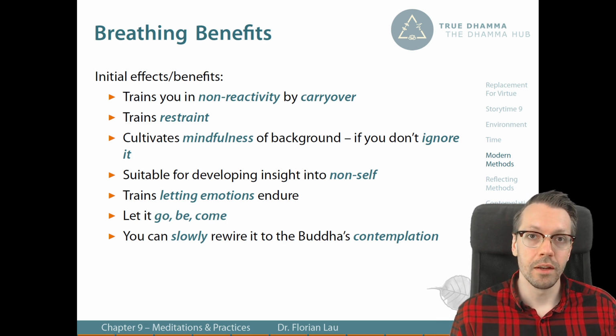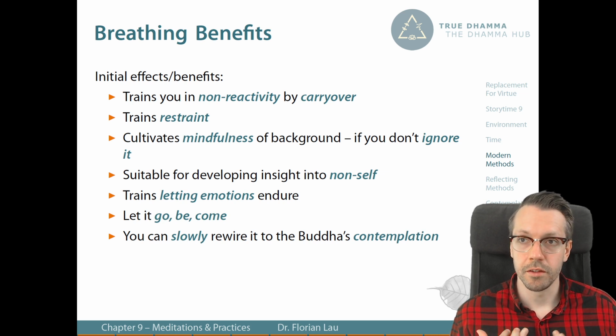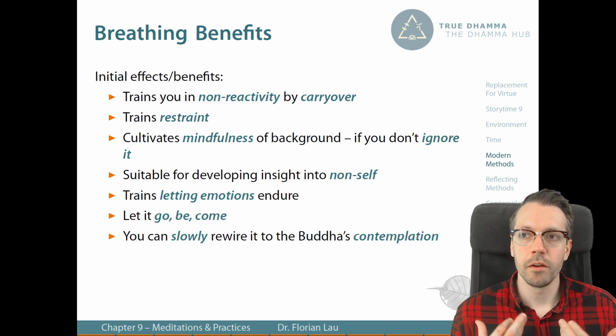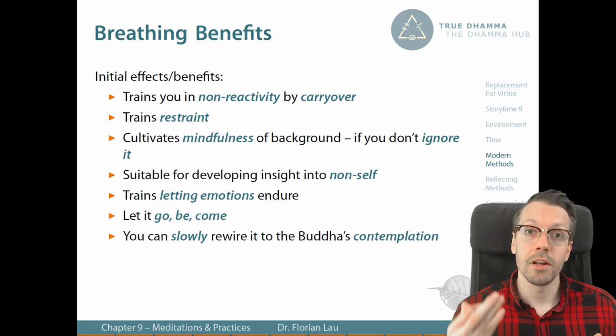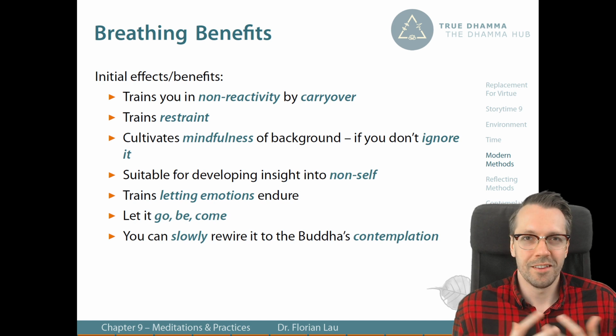And it also trains letting emotions endure in the mind. And this is completely necessary, because in the end, you want to understand craving. This is a penetration of the Four Noble Truths: the understanding of craving as a source of suffering, and ignorance as a source of suffering. But to understand craving, you have to let bad feelings and emotions endure in the mind. And then you can understand them while they are there. You cannot understand them when they are not there. It's as simple as that.